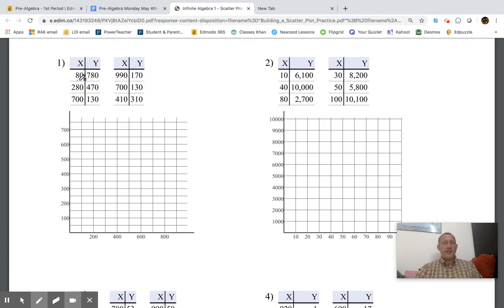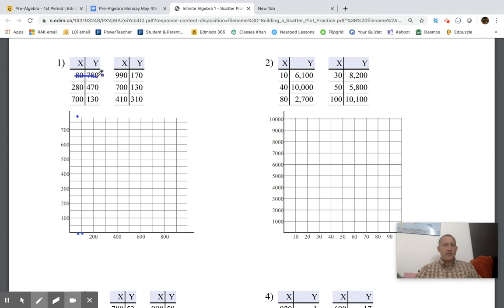X could represent how much money you invested and how much money you get out. X can represent what time you open up a store and how many items are bought. It can represent anything. So 80 is going to be somewhere around here because that's 100. And then 780. So this is 600, 650, 700, 750. So it'd be right about here. So we'd plot that point.